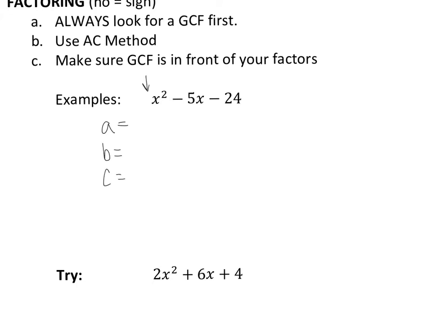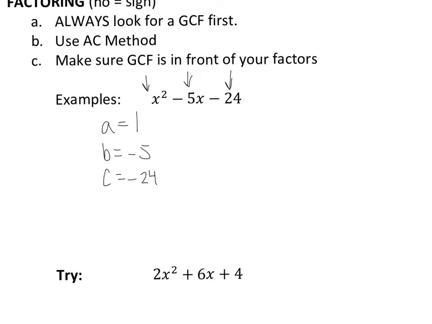A is always the number in front of the x squared, B is always the number in front of the x, and C is always the number that's by itself. So A, since there's no number there, we assume it to be 1. B is -5, and C is -24.